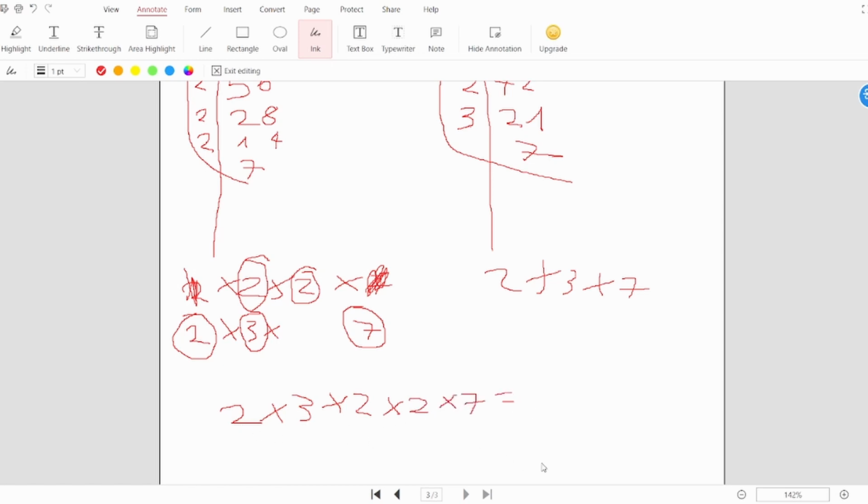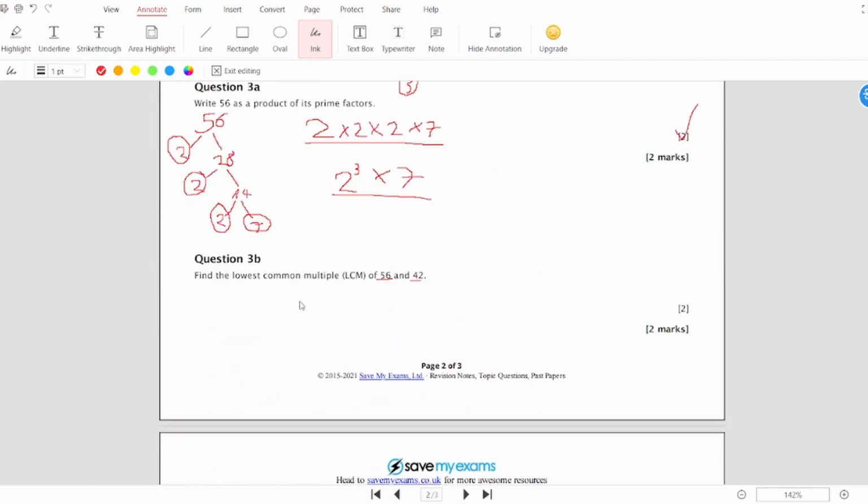Now you put this into your trusty calculator. 2 times 3 times 2 times 2 times 7 will give you 168, just like we've done before. But with bigger numbers, this is a quicker version. You can't mess it up if you're smart. Now you got 168. That's the lowest common multiple of both of these.